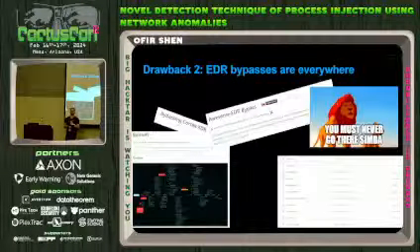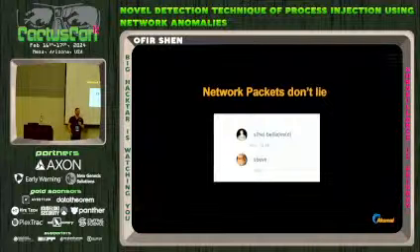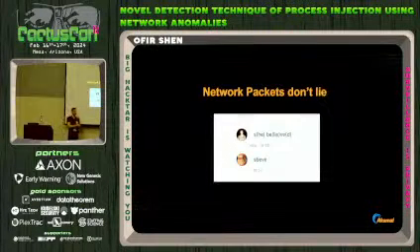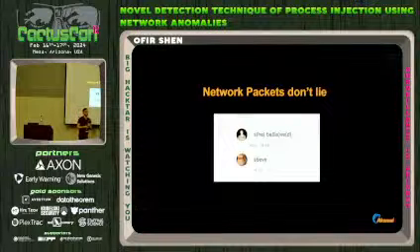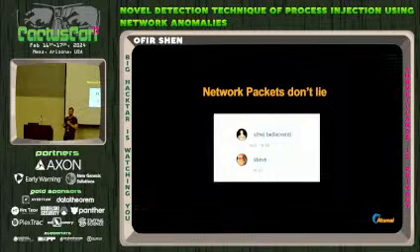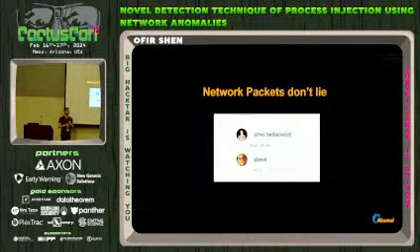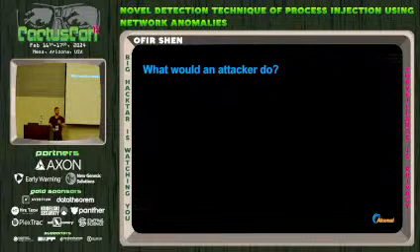And the most important thing about our detection is that network packets don't lie. So what do I mean by that? Many host-based artifacts can be bypassed or changed or manipulated, but if you're an attacker and you're making communication, you will certainly have to take into consideration that the network might be monitored, and the network is much harder to mess with. So what would an attacker do?